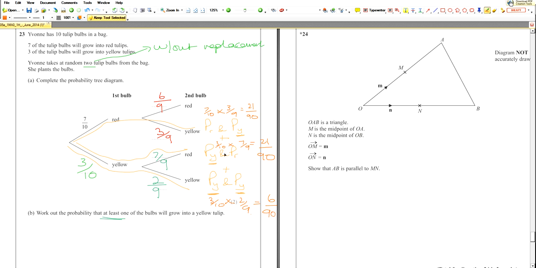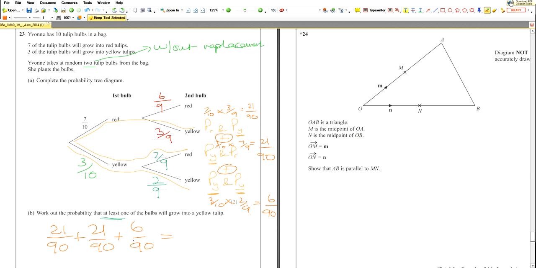So this is all the chances that we can remember. It's all this and all this. So either this event or that event, and "or" means plus. So what do we have? We have 21 over 90, or another 21 over 90, or 6 over 90. These are the three possibilities that will give us at least one yellow.